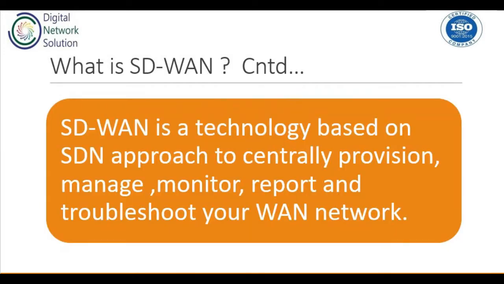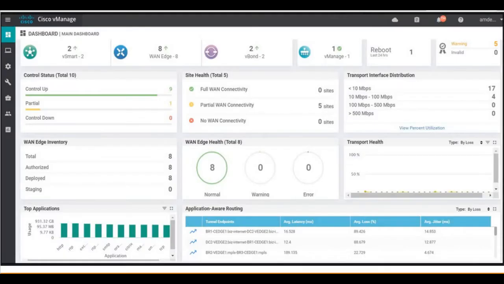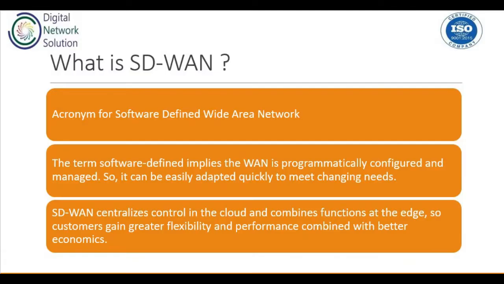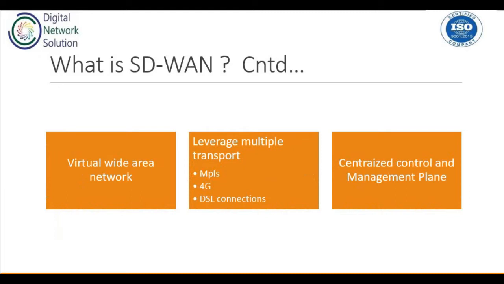SD-WAN is a technology based on software-defined networking approach to centrally provision, manage, monitor, report, and troubleshoot our wide area network. It is an example of vManage, which is one of the graphical user interfaces of the Cisco SD-WAN controller in which we can manage, monitor, troubleshoot our network. SD-WAN stands for Software-Defined Wide Area Network, so it can also be said as a virtual wide area network which leverages multiple transports such as MPLS, LTE, DSL at the same time. Since it is an implementation of software-defined networking, we have centralized control and management plane.